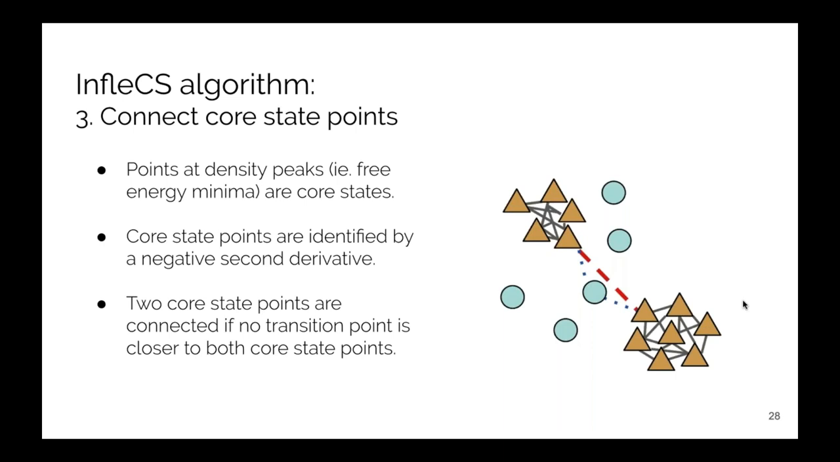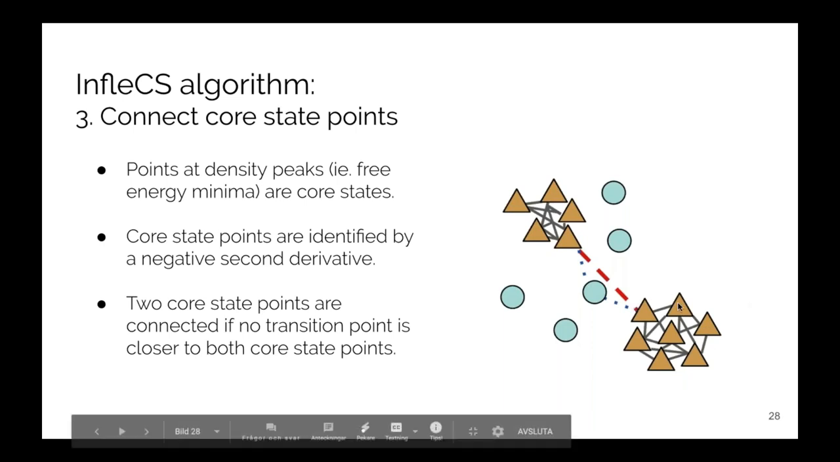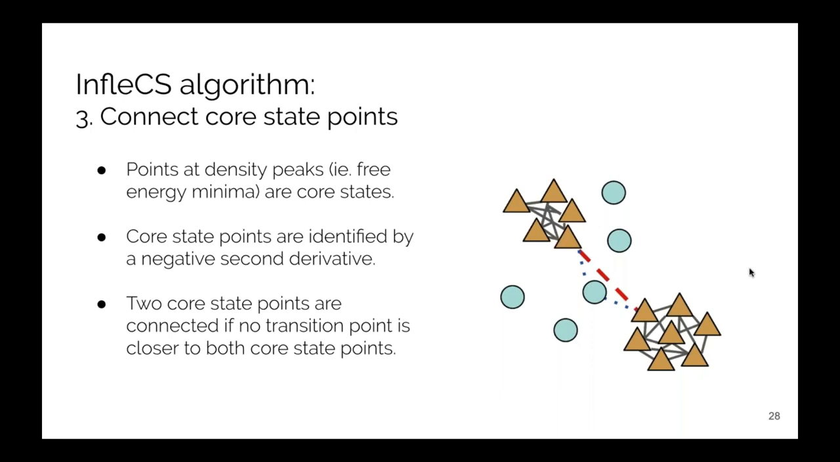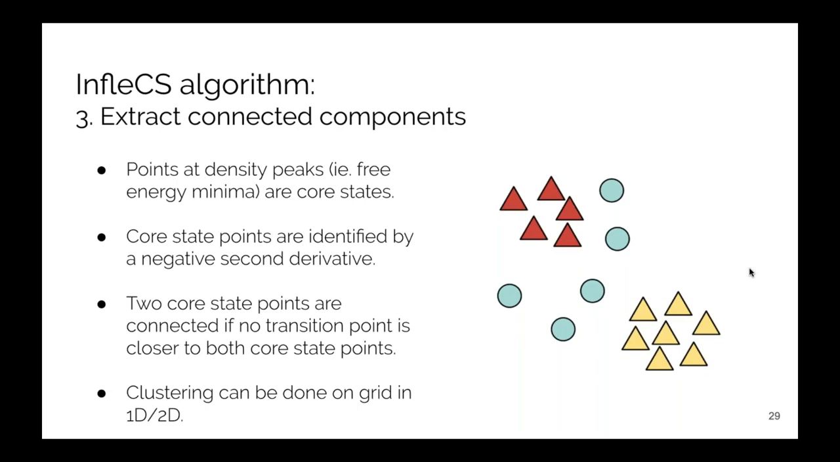And this will then lead us to these two subgraphs, which we also call connected components. Then we label each connected component and assign this label to all the points that belong to these connected components. And this gives us the core states that we were looking for.